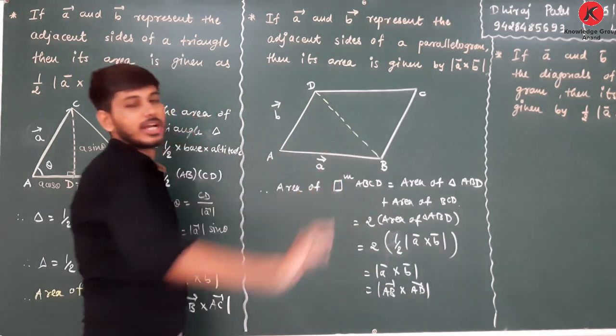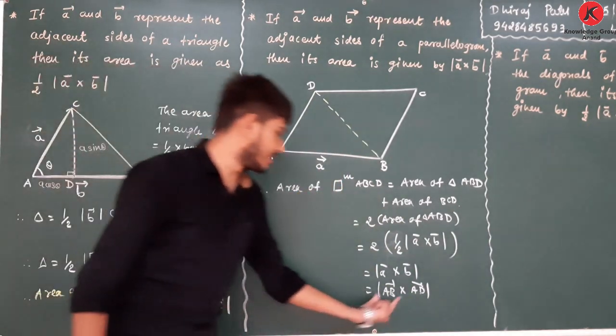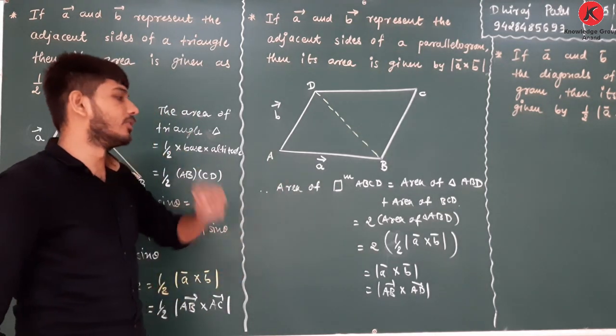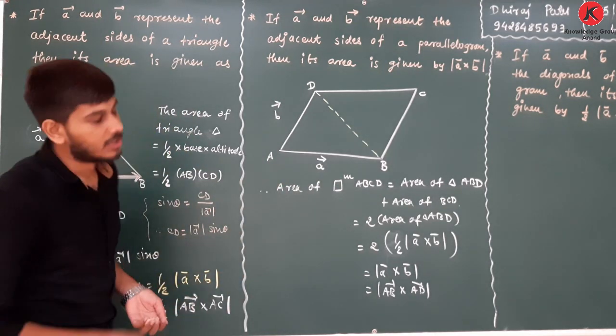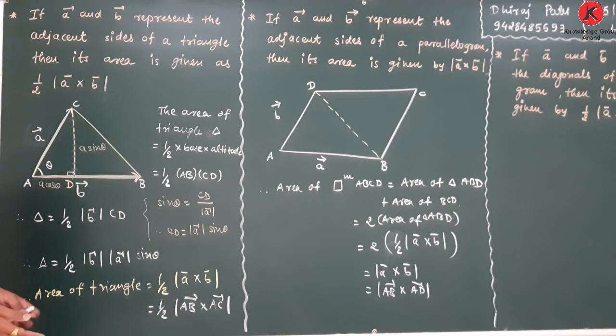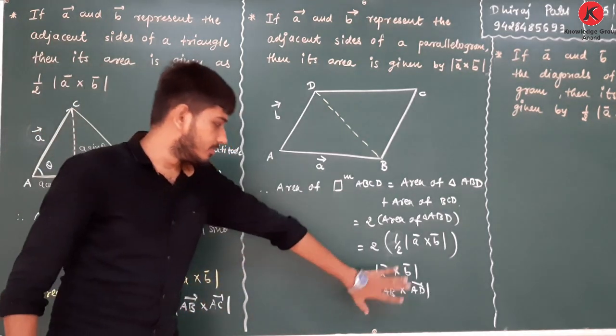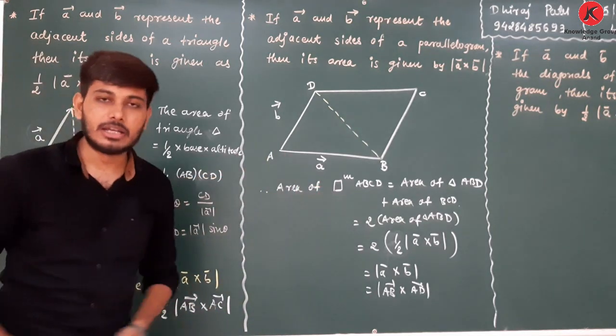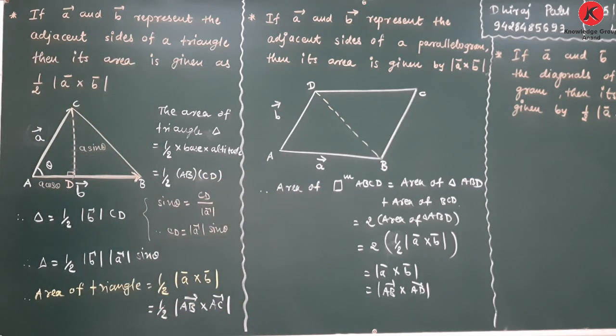ટૂંકમાં બે એડજસન્ટ વેક્ટર્સ હોવા જોઈએ. બે એડજસન્ટ સાઇડ્સ ના વેક્ટર્સ ની ક્રોસ પ્રોડક્ટ લેવાની. આ ધ્યાન રાખજો પેરેલેલોગ્રામ ના કેસમાં ખાસ. તો એરિયા ઓફ પેરેલેલોગ્રામ ABCD is given by modulus of A bar cross B bar. આનાથી ડબલ થઈ જાય છે એટલા માટે મેગ્નિટ્યુડ ઓફ A bar cross B bar હશે. ટ્રાયેંગલમાં half A bar cross B bar.